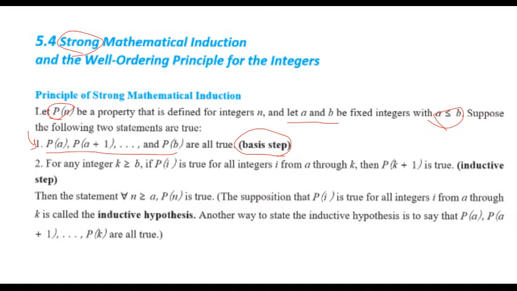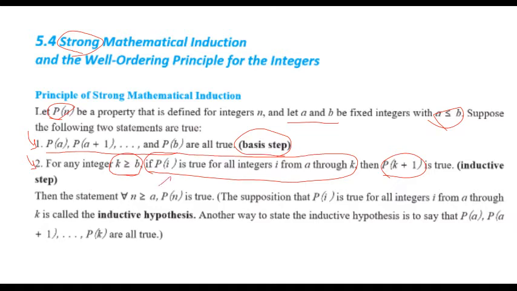And the second step, which is the inductive step, says for every integer k greater than or equal to b, if P of i is true for all integers i from a to k, then P of k plus 1 is true. So if you compare it with the ordinary mathematical induction that we defined before, the inductive hypothesis is different. In the ordinary mathematical induction, the inductive hypothesis was P of k is true.